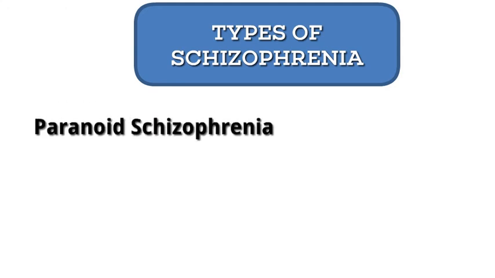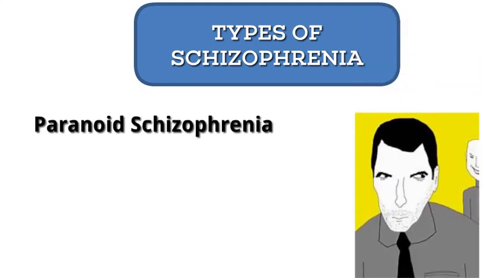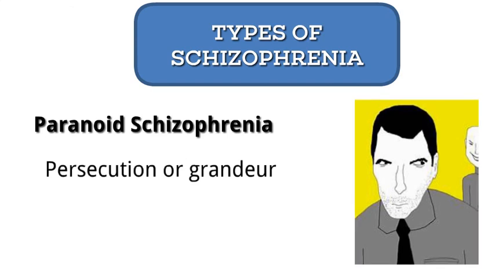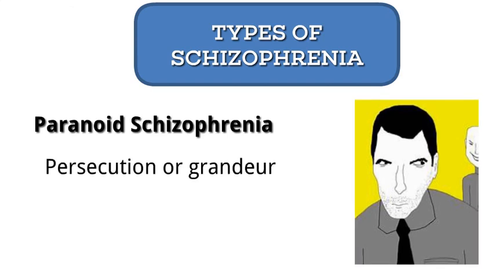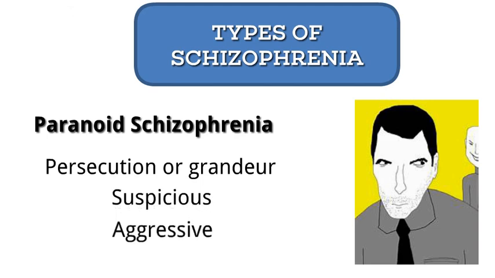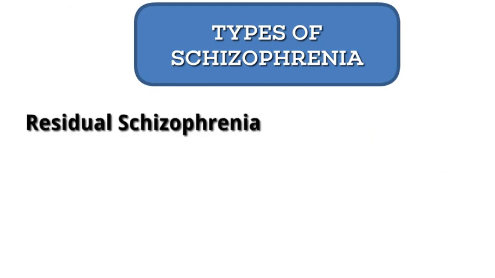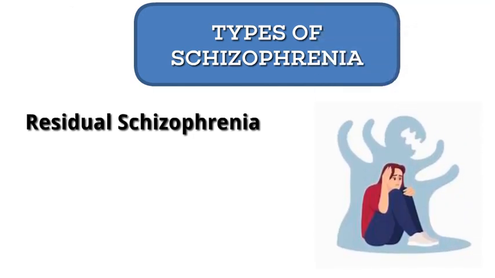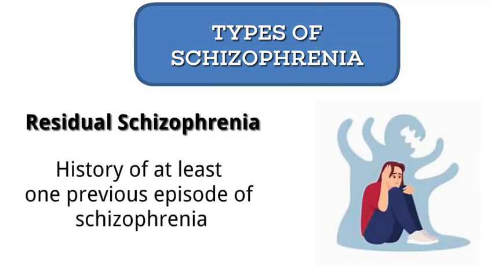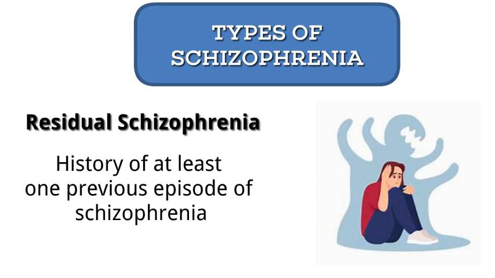Paranoid schizophrenia. Paranoid schizophrenia is characterized mainly by the presence of delusions of persecution or grandeur and auditory hallucinations related to a single theme. The individual is often tense, suspicious, and guarded, and may be argumentative, hostile, and aggressive. Residual schizophrenia. This diagnostic category is used when the individual has a history of at least 1 previous episode of schizophrenia with prominent psychotic symptoms.